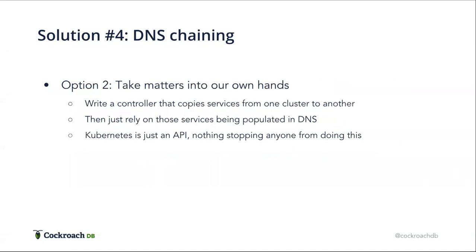Also, to make this DNS chaining work, we could just take matters into our own hands. Instead of trying to use CoreDNS, we could write our own controller that copies services from one cluster to another, and then they would automatically be populated into DNS. Since Kubernetes is just an API, anyone could do this if they wanted to. But it's much preferable to reuse existing solutions rather than build new ones, especially if I won't have a lot of time to dedicate to maintaining the new ones.